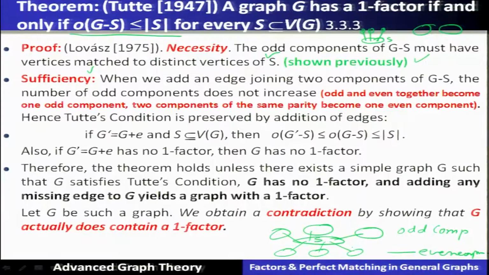Now, when we add an edge joining any two components of G minus S, if we remove S, they are distinct components. If we add an edge within one component of odd parity, the parity of this component is not going to change. Similarly, if we add an edge across two odd components, odd and odd will become even. So, the number of odd components will not increase.